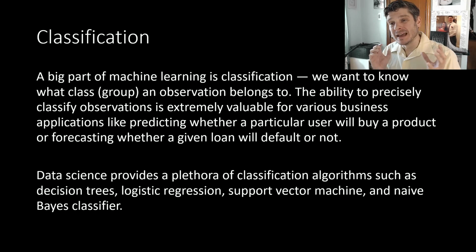So this is a big part of machine learning. A big part of machine learning is classification. We want to know what class or what group or what cluster an observation belongs to. And the ability to precisely classify observations is extremely valuable. In fact, it's one of the most valuable things out there. It's why people are collecting your data in everything that you do. It's why your cell phone tracks all of your movements, all of the websites you visit, every app you open. It even tracks who you're near using Bluetooth, right? Like the Apple AirDrop, right? You can just AirDrop pictures.